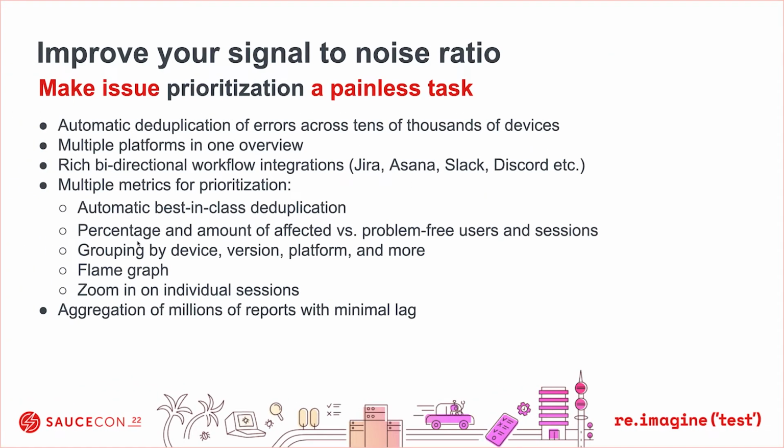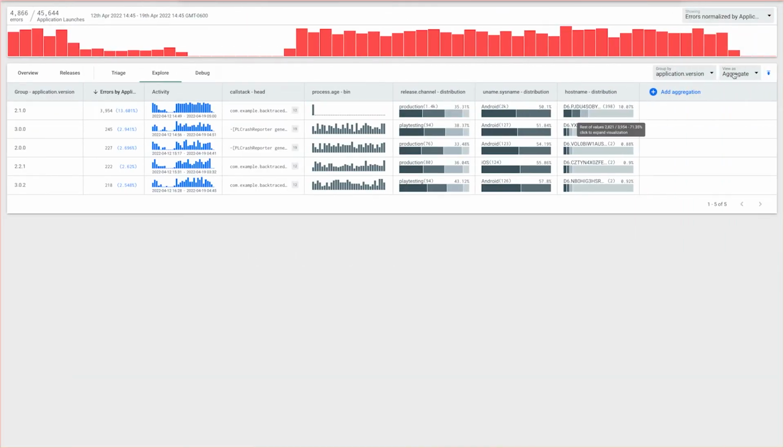Cool. Let's connect back to what we just saw. We saw a grouping by device, platform, and many more to get insights into where that problem is happening. And we now know that it's just about 12 devices that are affected, which is essential to know for your prioritization.